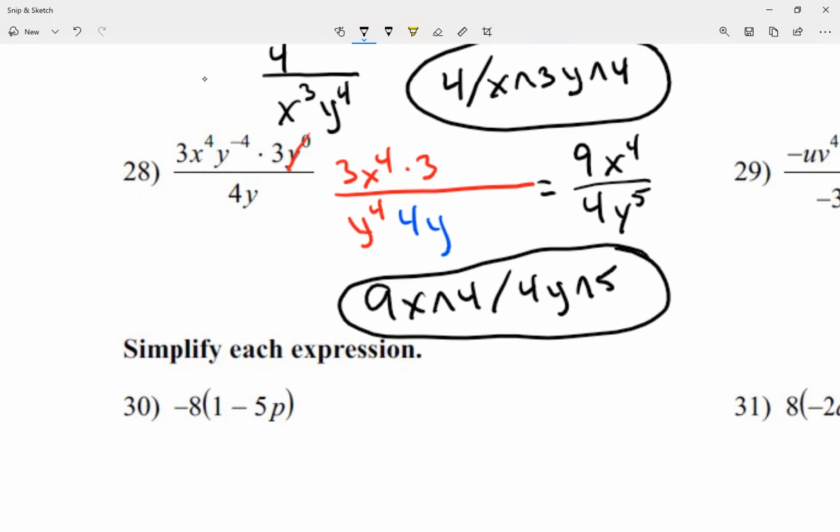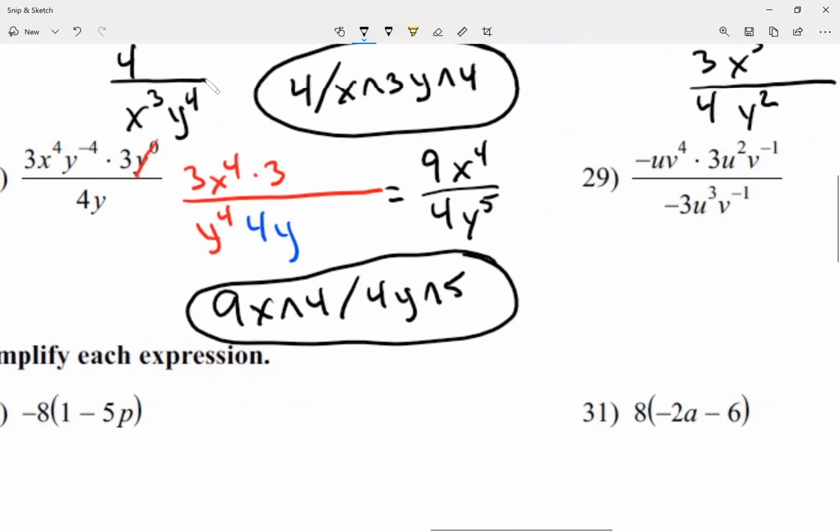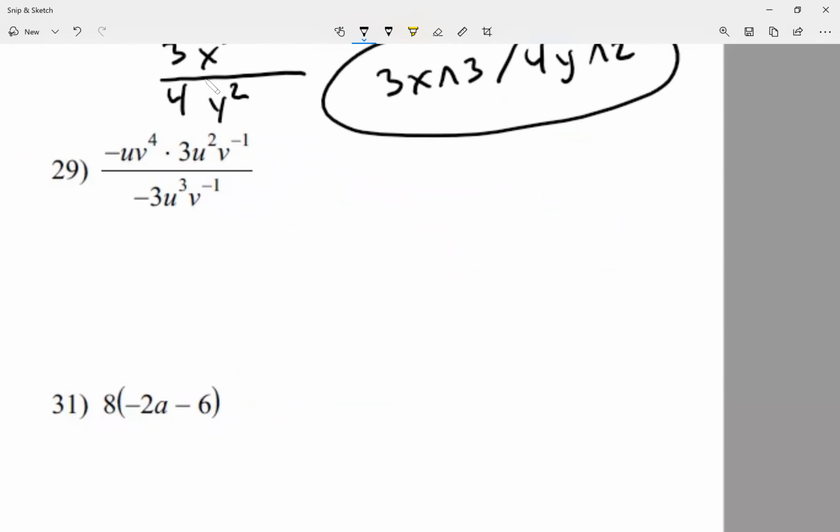All right, one last one on exponents. Hopefully right now you guys are like, all right, this is not too hard. I see some negative exponents, so let me simplify. On the top, I'm going to keep the negative u. I know it has a negative sign, but the exponent is positive, so I'm going to keep it on the top. V to the 4th times 3, u to the 2nd, but I'm bringing the v to the 1 to the bottom, right? Anything that has a negative exponent, bring it to the other side.